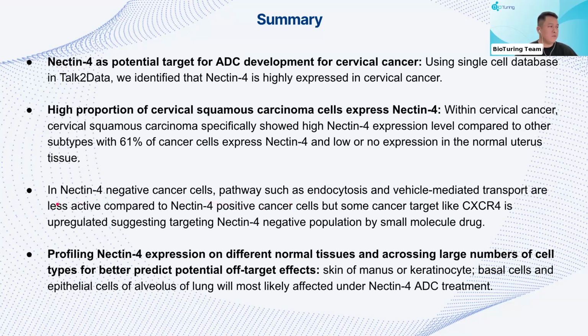And in the group of the Nectin-4 negative cancer cells, you can see there are other targets emerging when we do the differential gene expression, for example, CXCL4, which is maybe important for targeting using small molecule drugs. And profiling the Nectin-4 expression on different normal tissues and across a large number of cell types gives a better prediction of the potential off target. I quickly showed you two examples using the single cell database, or you can build a custom atlas to look at the target expression across 222 cell types.